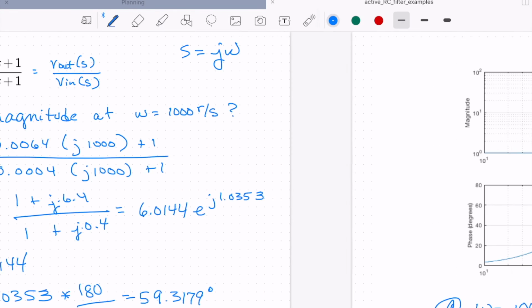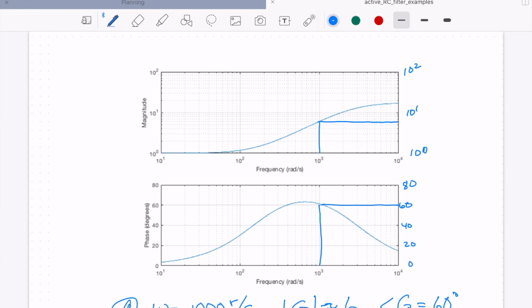So reading from the graph is notably less reliable just because of your eye. If you were using MATLAB, you'd be able to read it more closely. Sometimes I might ask you to read from a graph. That helps me to make sure you understand how the graph works. And always, if I give you the transfer function, you can check yourself with that as well.